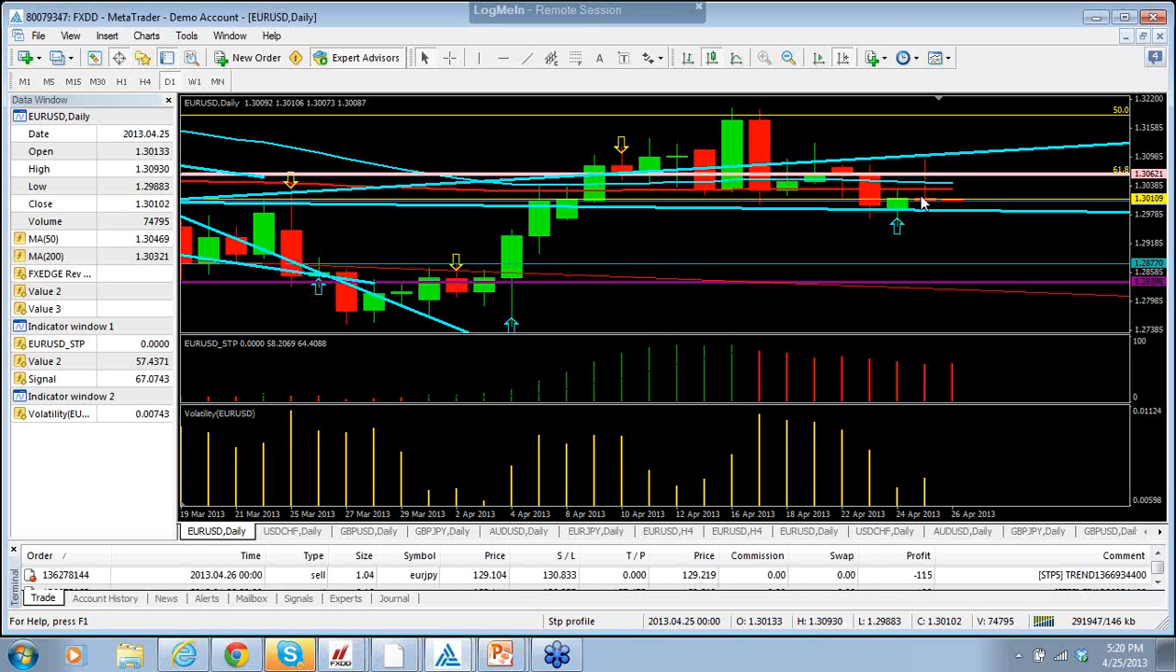So my overall bias for Tribe Forex members, I think that we're going to look for a pushback up to this $3050 in that vicinity. All right, so that's what I'm looking for in the euro dollar.